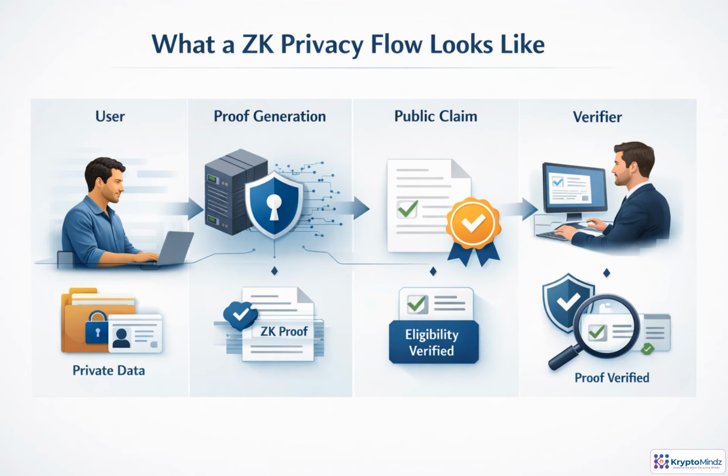A ZK privacy flow separates what must be proven from what must stay hidden. The user begins with private data, such as identity details, balances, or eligibility facts. A proof generator uses that data to create a cryptographic proof. Only the proof and a public claim are shared, such as, this user is eligible. The verifier checks that the proof is valid without receiving or reconstructing the underlying private information.